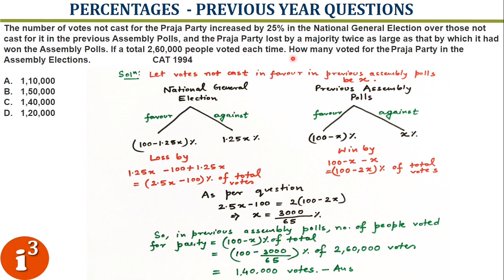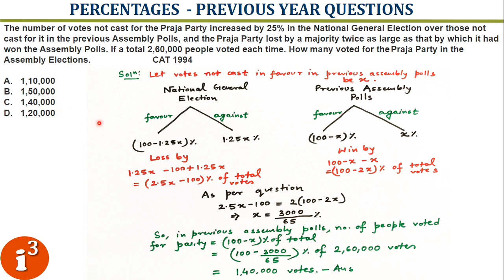Now it has been asked how many voted for the Praja Party in the assembly election. Which one is the assembly election? This one. How many voted for Praja Party means voted in favor. So 100 minus X% is actually in favor of Praja Party. So 100 minus 3000 by 65, 65 into 100 is 6500 minus 3000, that means 3500 by 65 percent. It is this much percentage of how many people voted? 2,60,000 people. So this much percentage of 2,60,000 people comes out to be 1,40,000 votes. So the answer is option C.